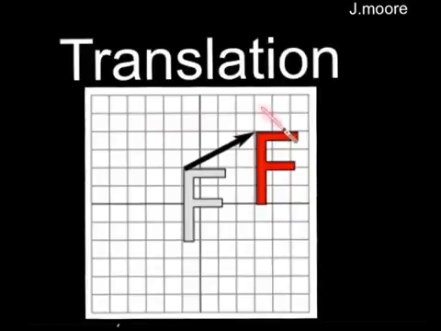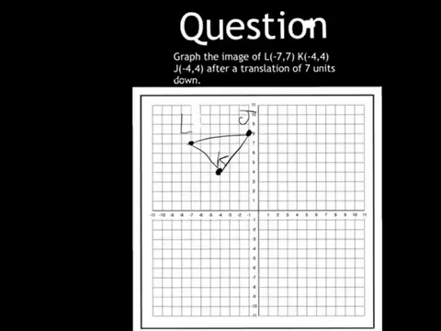Translations can slide to any different direction. For example, look at the F. Now, let's graph the unit 7 units down.